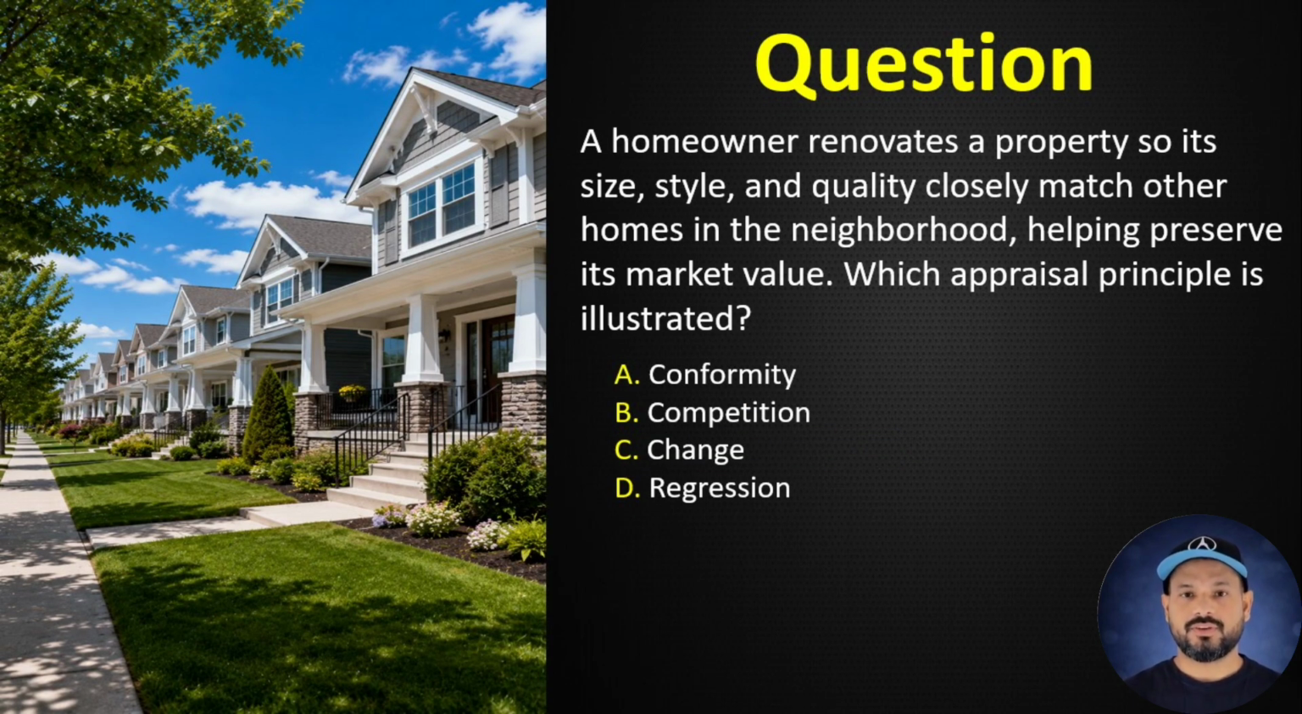Question number 45. A homeowner renovates a property so its size, style, and quality closely match other homes in the neighborhood, helping preserve its market value. Which appraisal principle is illustrated? A, conformity, B, competition, C, change, D, regression. Correct answer A, conformity. Conformity suggests properties maintain value when they are similar to surrounding properties.